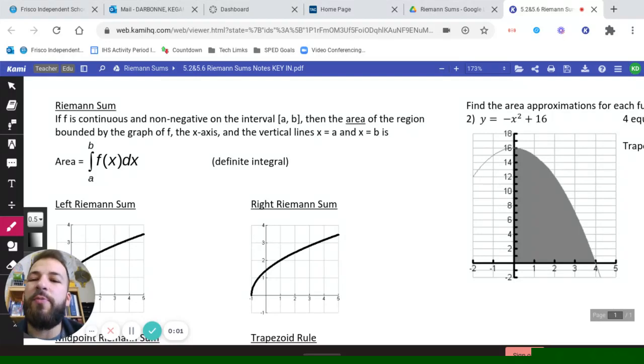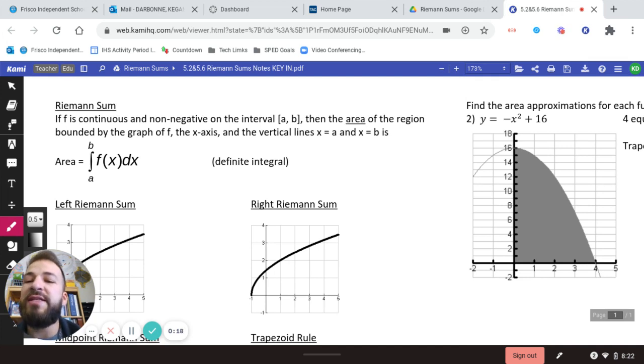Today we're going to be talking about Riemann sums. Riemann sums are kind of the first dipping into integrals for Chapter 5. So Chapter 5, we are starting a whole new dimension, a whole new side of calculus. And today we're going to be talking about area.